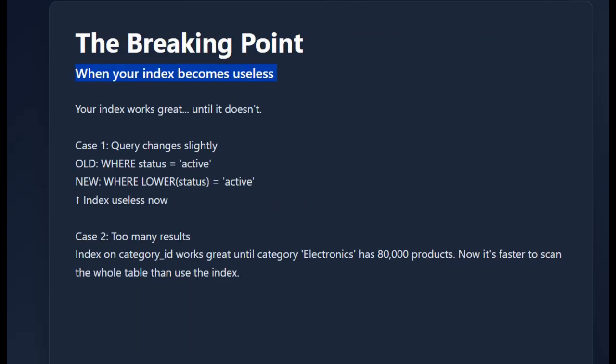Let's talk about when your index breaks. Your index works great today, but there's a breaking point where it becomes useless. Example 1: your query changes slightly. You had where status equals active, and it was fast. Then someone modifies it to where lower status equals active to handle case insensitivity. Boom. Index is useless now because you're applying a function to the column.